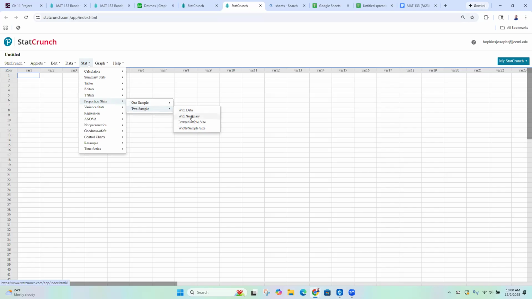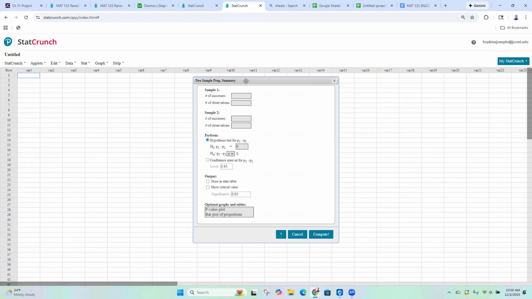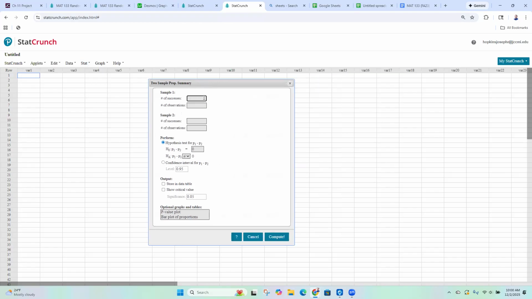With summary. Okay. So for M&Ms, I'm still doing green. We're still doing the one from number three. I had 22 green out of 145. For Skittles, for green, I had 51 out of 241.